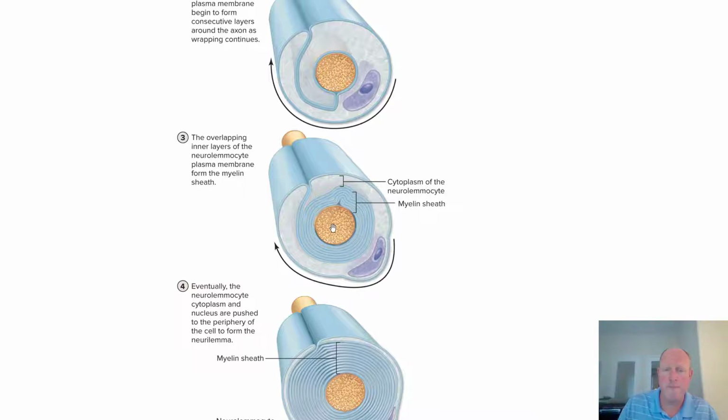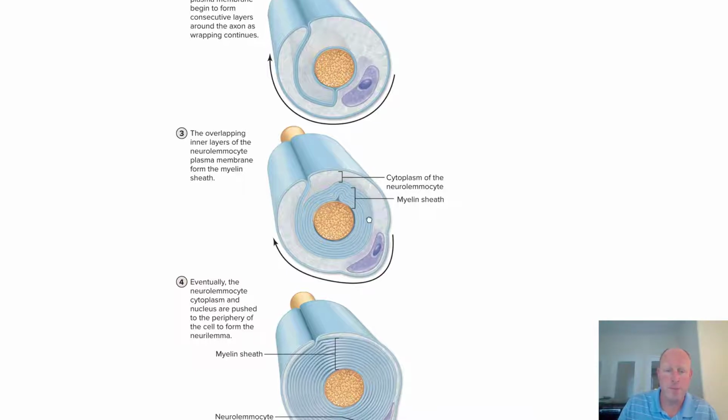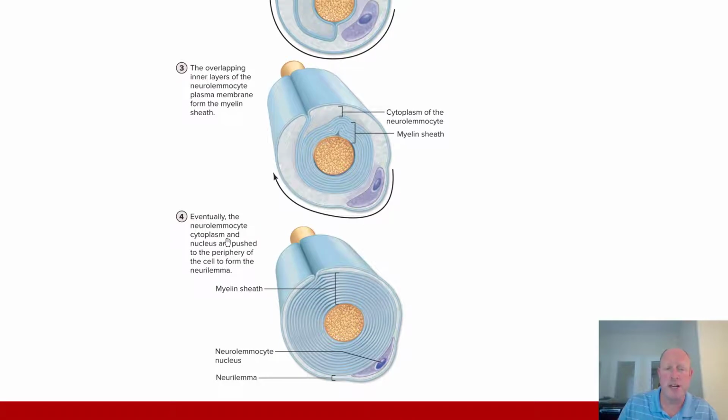See that layering here, that great myelin sheath. It's the point where eventually that neurolemmacyte's cytoplasm and nucleus are pushed to the periphery of the cell to form the neurolemma. Okay, here's our myelin sheath, and basically the neurolemmacyte on the outside here is that neurolemma, okay? And that's going to help with that much faster propagation, much more efficient communication.